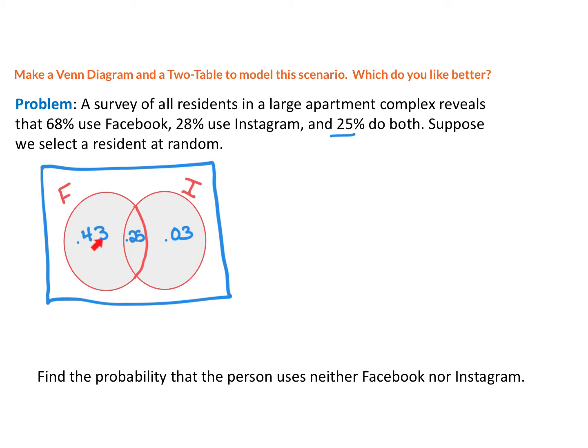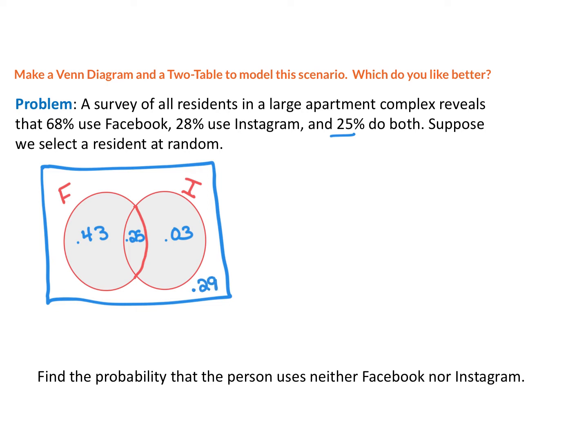So to get that number, if I just quickly sum these 3 values, that adds to, let's see, 71% are using some form of social media platform. So what percent are not? Subtract it from 1. So 1 minus 0.71 would be 0.29 right here.